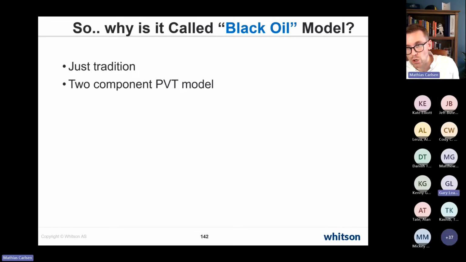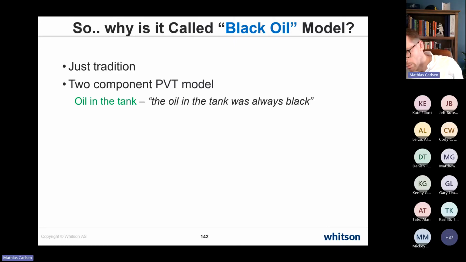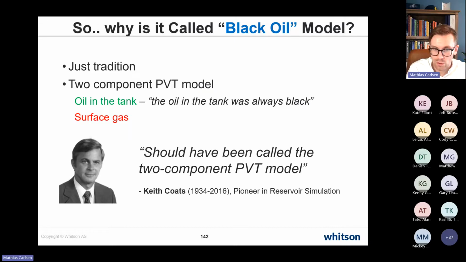It was introduced a long time ago, where the oil in the tank was always black, and the other component was the surface gas. But probably a much better way to talk about this model is to refer to it as just a 2-component PVT model. But I think that train has left the station a long time ago. So we're just referring to it as the black oil model.